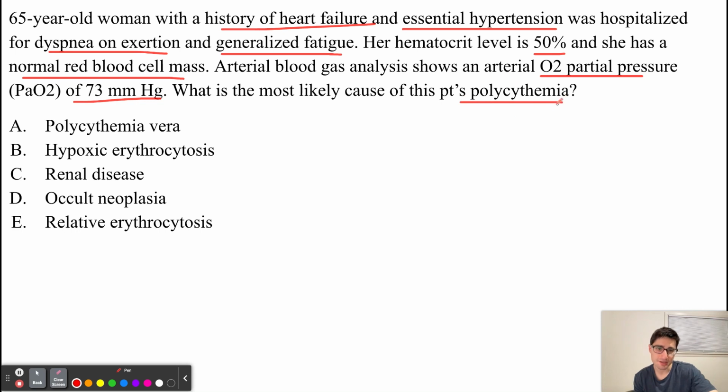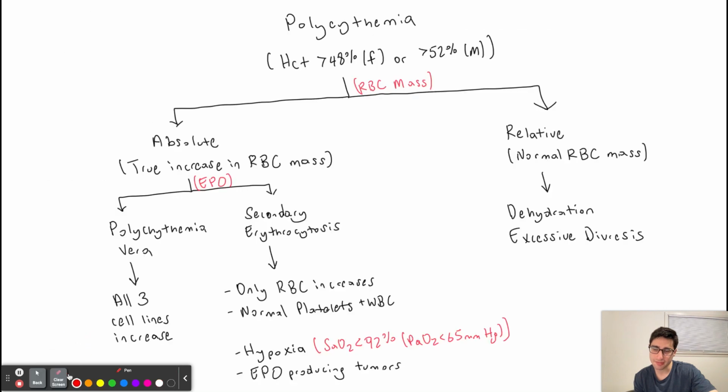Now, polycythemia is going to be the increase in red blood cells in the body. We can measure polycythemia by looking at the patient's hematocrit levels. Hematocrit is going to be the percentage of red blood cells in the total volume of blood. If the hematocrit is greater than 48% in females and greater than 52% in males, then this is going to be a case of polycythemia.